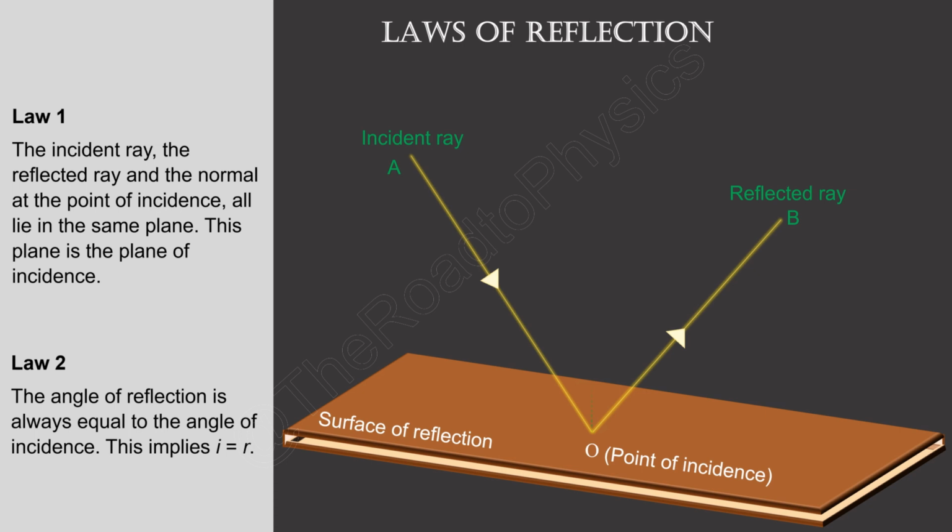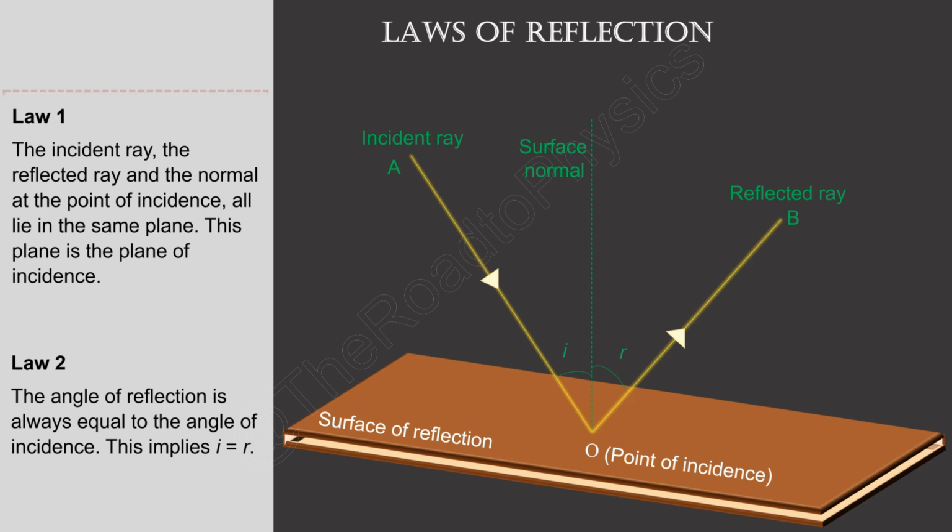Now, let us draw a line perpendicular to the surface at point O. This is called the surface normal. You can see that there are two angles that can be measured with respect to the surface normal. The angle of incidence, that is, the angle between the incident ray and the surface normal at the point of incidence, and the angle of reflection, that is, the angle between the reflected ray and the surface normal at the point of incidence. Now we can state the laws of reflection.